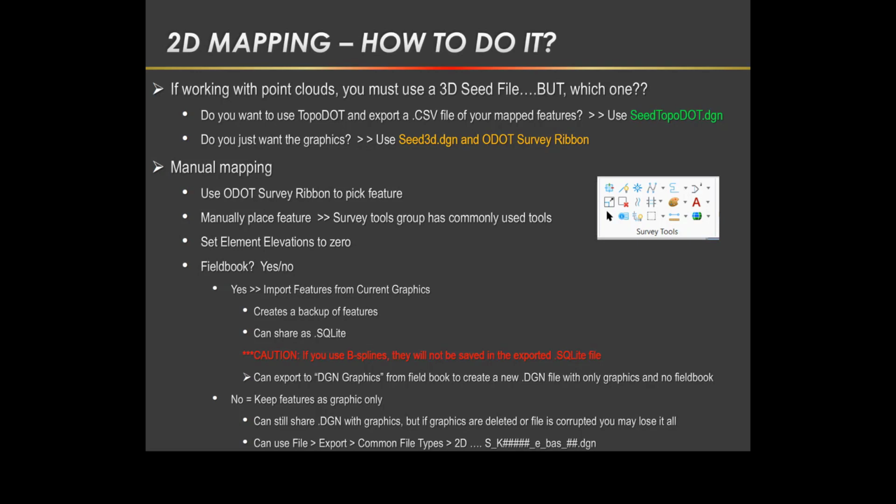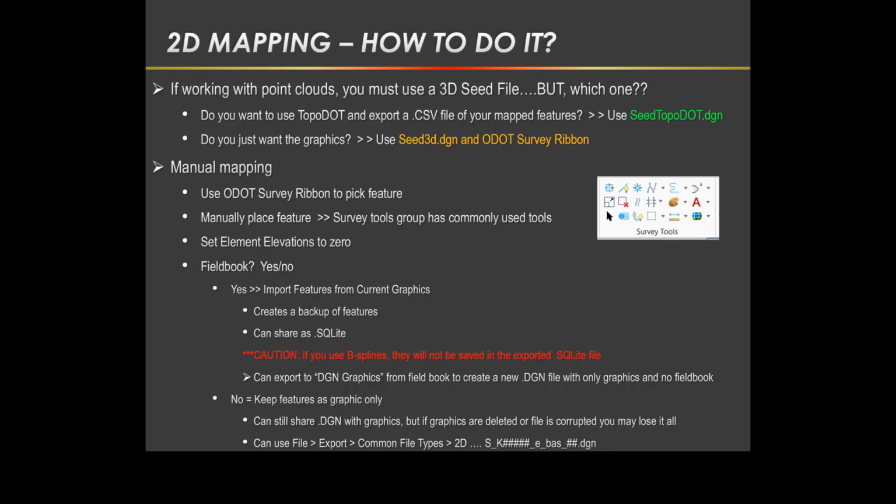And then you have to decide if you want to put it in a field book. If you do want to put it in a field book, you can import your features from current graphics. One of the benefits of doing that is it creates a backup of your features, and you can also share it as an SQLite file. So you can export that field book as an SQLite, give it to somebody else. They can merge all this stuff together rather than doing it from a graphical DGN.